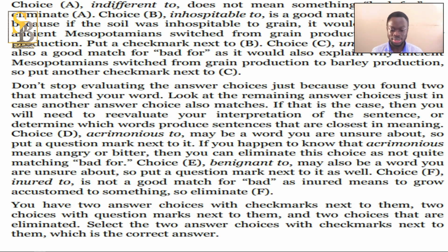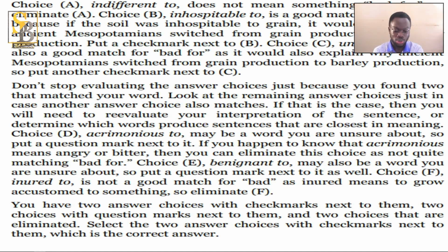Don't stop evaluating answer choices just because you found two that match your word. Look at the remaining answer choices in case another answer choice also matches. If that is the case, then you would need to reevaluate your interpretation of the sentence or determine which words produce sentences that are closest in meaning. Choice D, acrimonious to, may be a word that you are unsure about, so put a question mark to it. If you happen to know that acrimonious means angry or bitter, then you'd eliminate that choice as not quite matching "bad for." Choice E, benignant to, may also be a word you are unsure about, so put a question mark next to it as well.